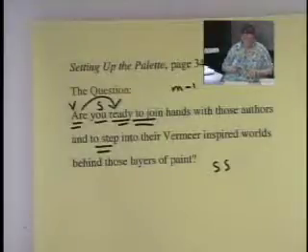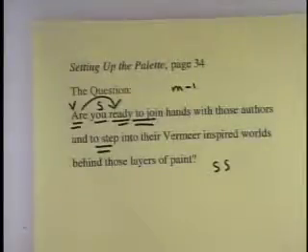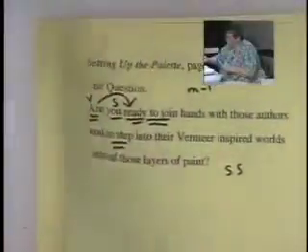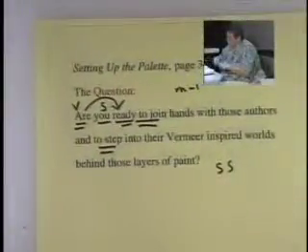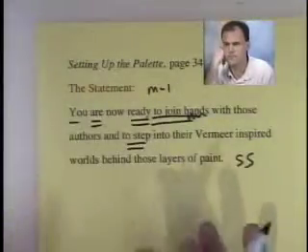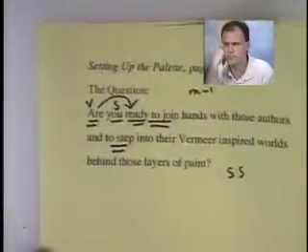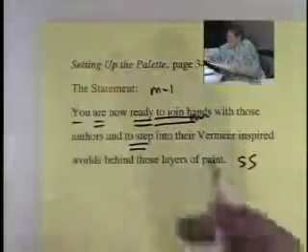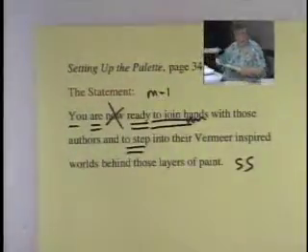Yes, Scott? You said we weren't supposed to add words when we put it back into normal word order. But if you go to the example, it says you are now ready, but now is not part of this question. Where should we put it? I don't know. It should say, now are you ready to join hands? No, if we put it in here, you are now ready to join hands. Are you ready to join hands with those authors? I think the best thing is just to take now out of the picture.